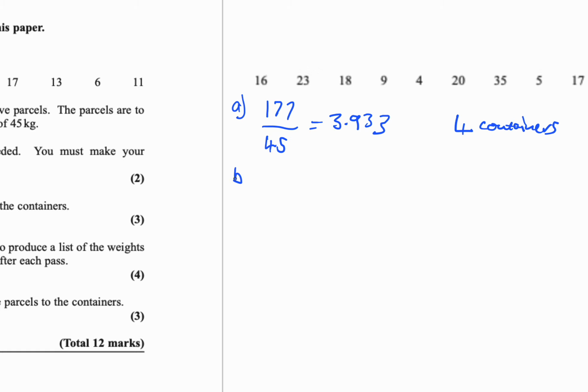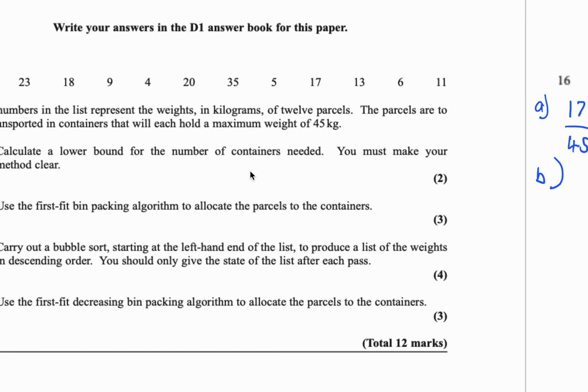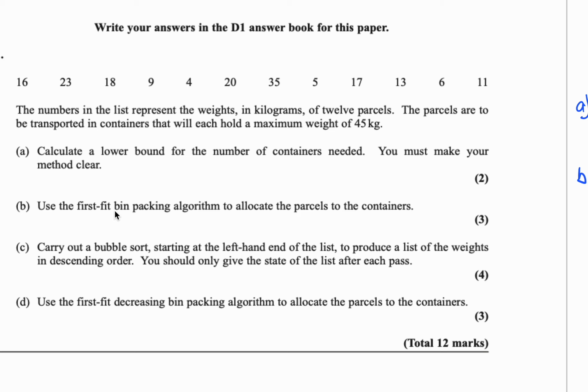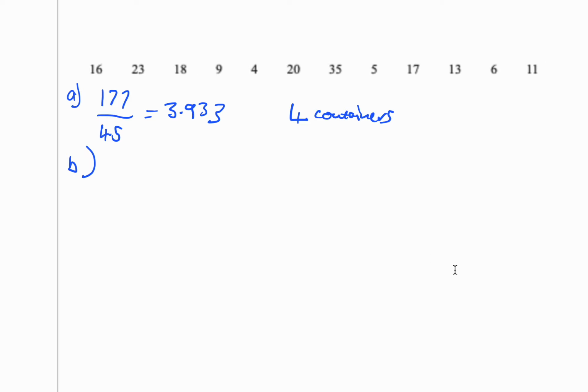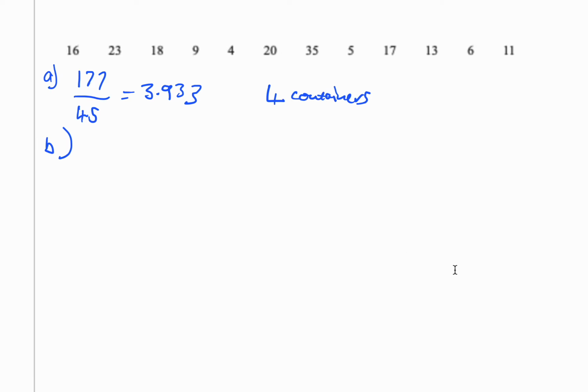Okay, moving on to part B. So we're asked to do first fit bin packing. Okay, so as we read from left to right, as we normally do in English, we assign from left to right. And each of our bins must have a maximum amount of 45.